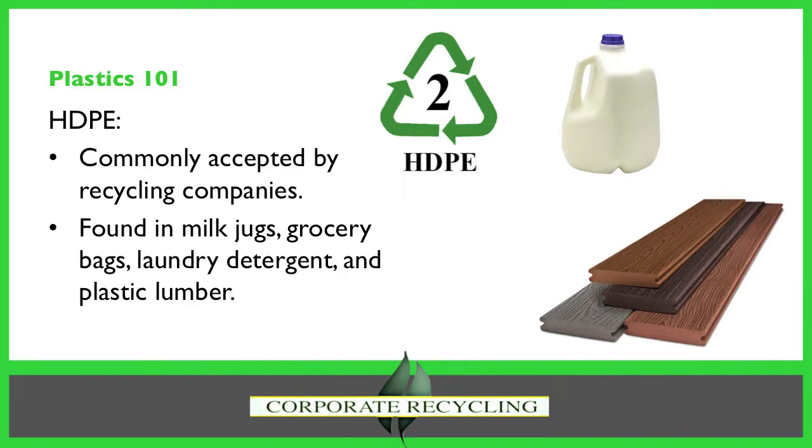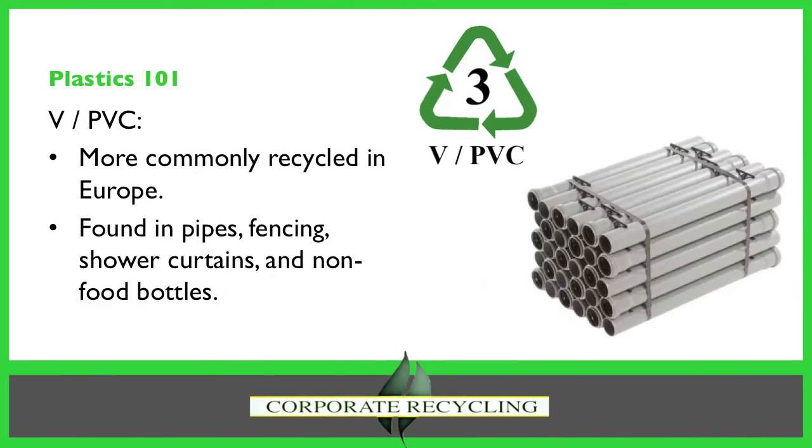Number 2 is HDPE, high density polyethylene. This is also another very common plastic that is accepted by the majority of recycling centers across the country. And its primary use is for milk jugs, grocery bags, laundry detergent, playground equipment, different types of recycling and garbage bins, and a newer use of this is becoming plastic lumber, which you're starting to see a much higher use of. Number 3 is PVC, polyvinyl chloride.